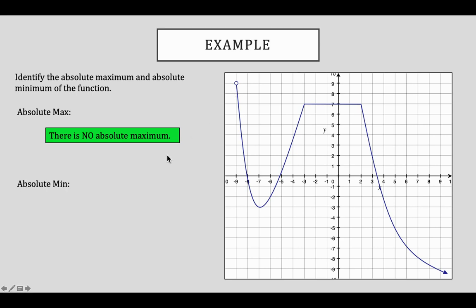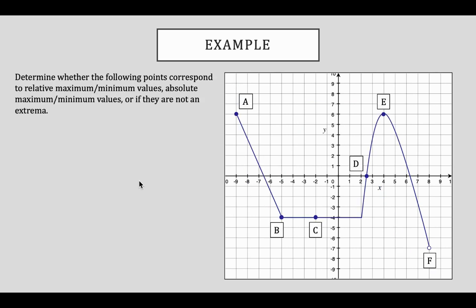What about our absolute minimum value? Well, here our graph goes down, down, down, and you might notice we have this nice arrow, which tells us that this graph is going to continue down and to the right. Our y values are going to approach -infinity as the graph goes to the right. Well, because -infinity is not a real number, there is no absolute minimum either. This graph will continue to go down and down and down forever.